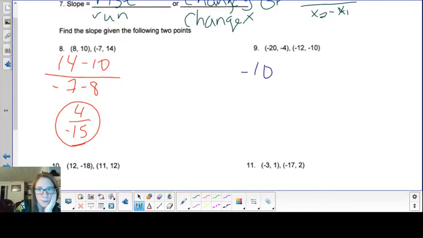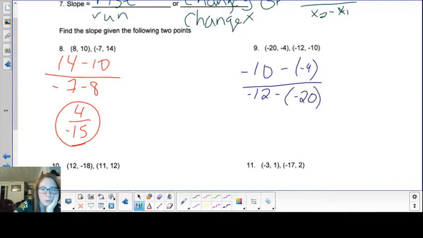Negative 10 minus negative 4 over negative 12 minus negative 20, which means that all of these turn into pluses. So I have negative 10 plus 4, which is negative 6, and I have negative 12 plus 20, which is a positive 8. Negative 6 over 8 can reduce, divide both sides by 2, you get negative 3 over 4.